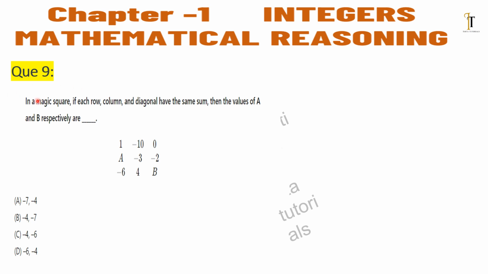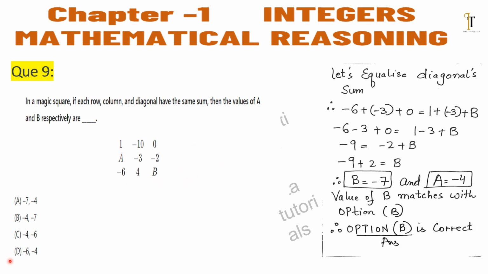Question number 9. In a magic square, if each row, column and diagonal have the same sum, then the values of A and B respectively are? It means when you are taking the numbers from any row, column or diagonal, their sums will be equal. So let's check in the example. Here we have taken the diagonals, and on equating we got B is equal to minus 7.